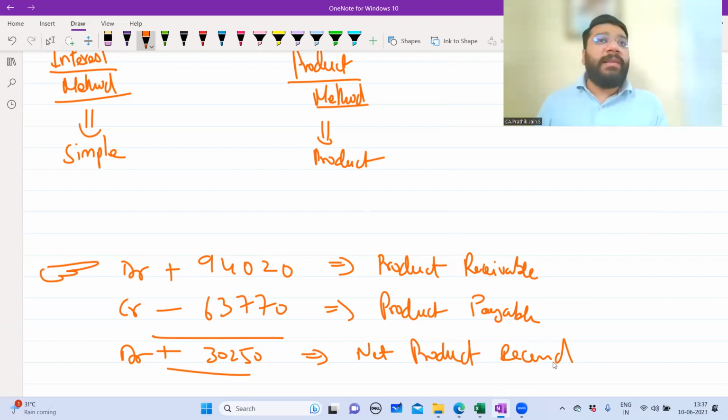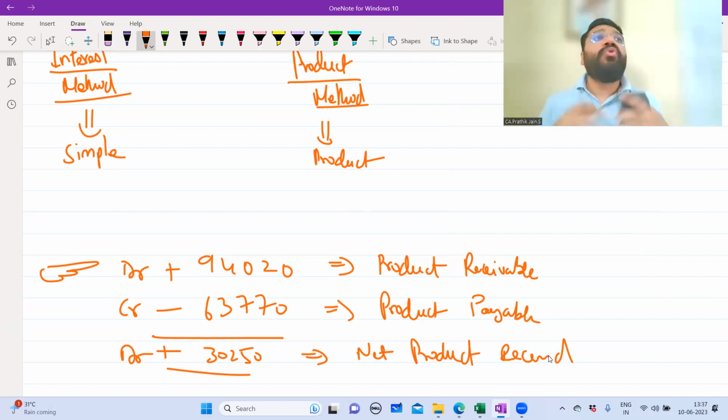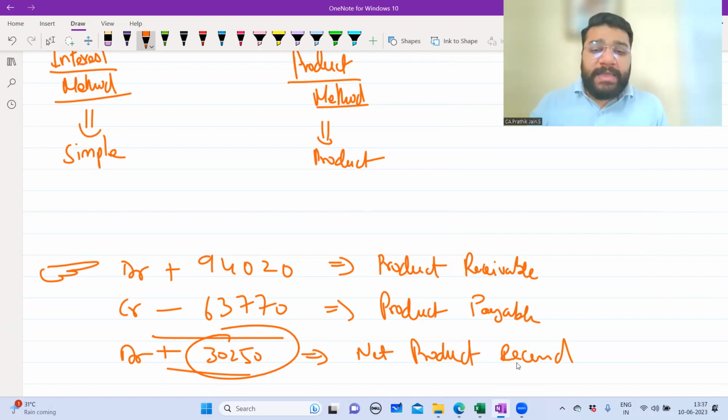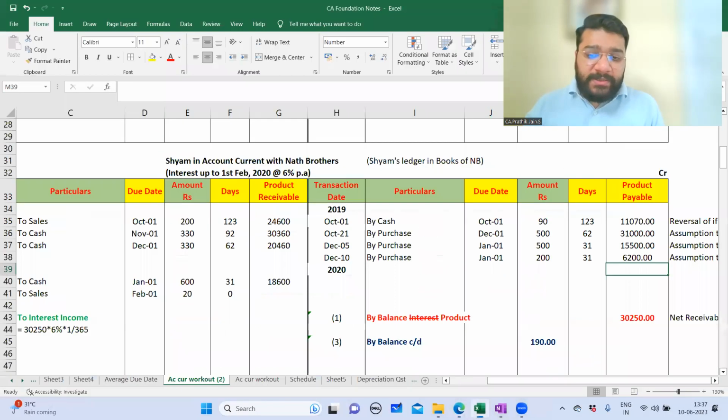Now on the receivable, if you calculate interest, first of all, receivable means who is supposed to receive the amount, and from whom? Nath Brothers has to receive from Sham. To that extent, there's a delayed payment, so he has to pay interest, and we have to receive interest, correct? So for us, can I say on this, it is interest receivable? Yes or no?